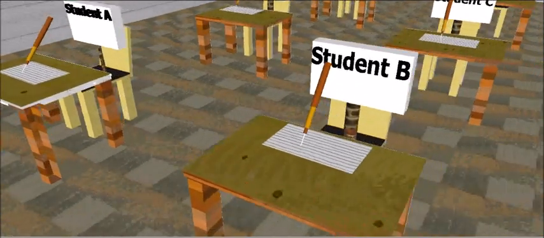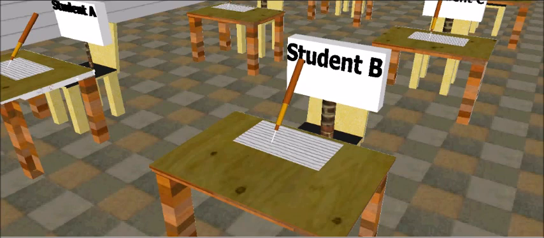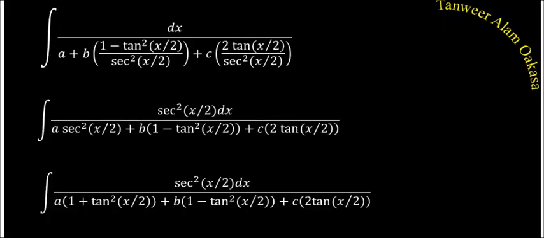Yes, student B. So in the denominator I have tan of x by 2 everywhere, and in the numerator I have sec square x by 2. So I will put tan of x by 2 equal to t. So the whole sec square x by 2 dx becomes dt. Yeah, that's simple, and that is what I was actually looking for. I wanted this. That is the reason I converted into this particular expression.